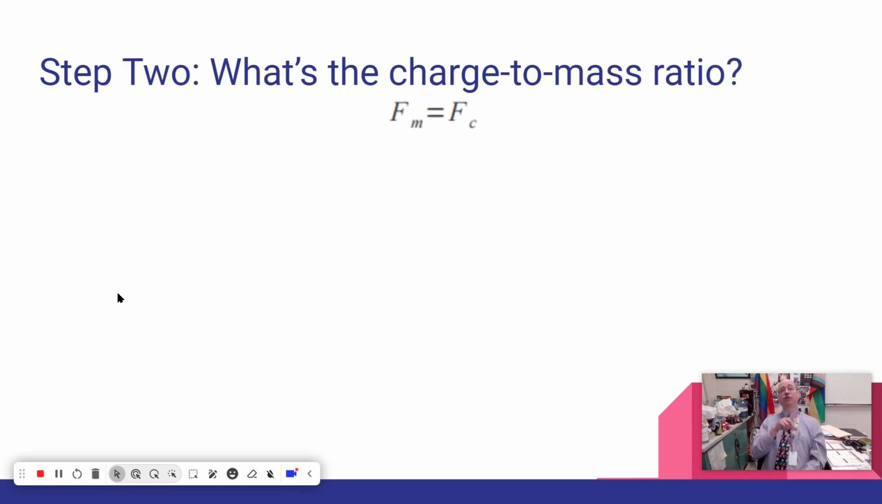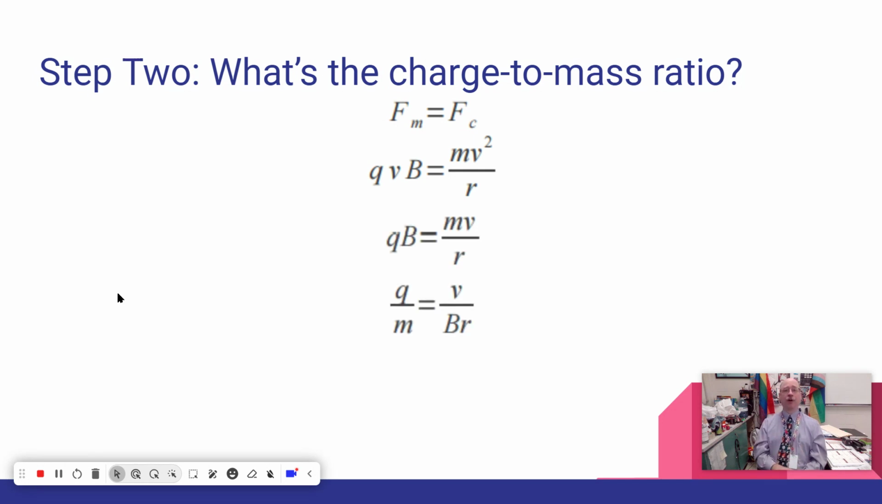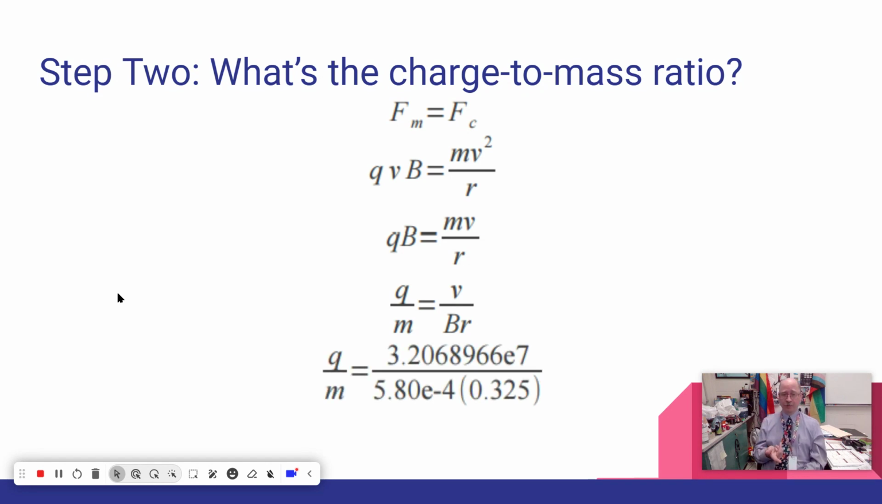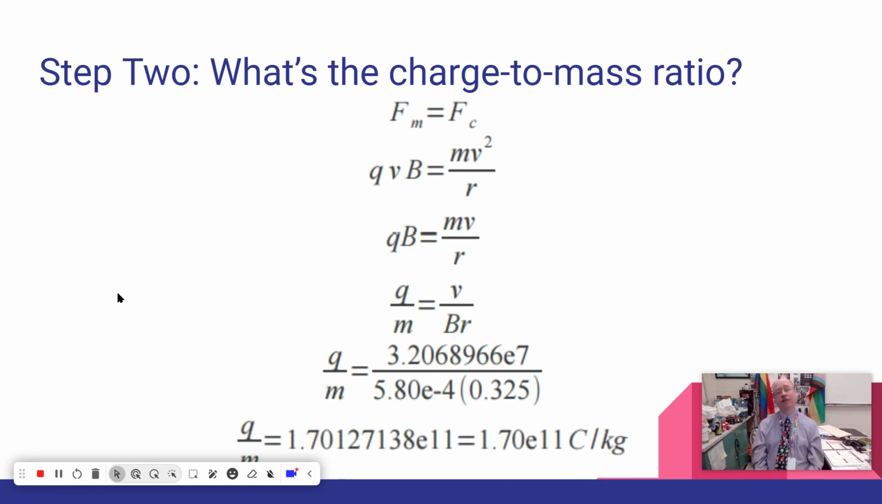Okay, I've got that velocity. Then I can do the charge to mass ratio thing where I set up Fm equals Fc. I make the two sides equal to each other, cancel the v's, and then solve for q over m. And I plug in my numbers. I know the velocity, the magnetic field, and the radius of the path. I do all that, and I get an experimental value for the charge to mass ratio of what we now today know are electrons. Now, a couple of things to point out.